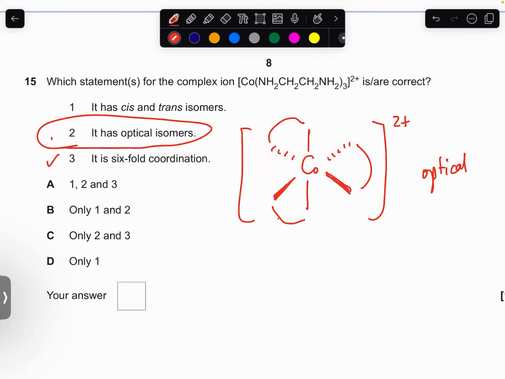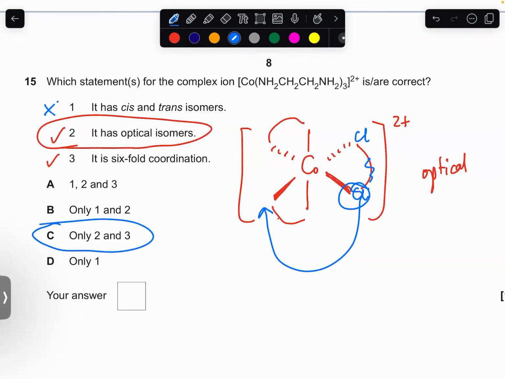Yes, it does. Does it have cis trans? No. Cis trans is only if you had, for example, a chloride ion where it could be there or it could be there. That's cis and trans. So it's going to be 2 and 3 only. The answer will be C. Ladies and gentlemen, the mark scheme supports that. That is the end of the multiple choice questions.